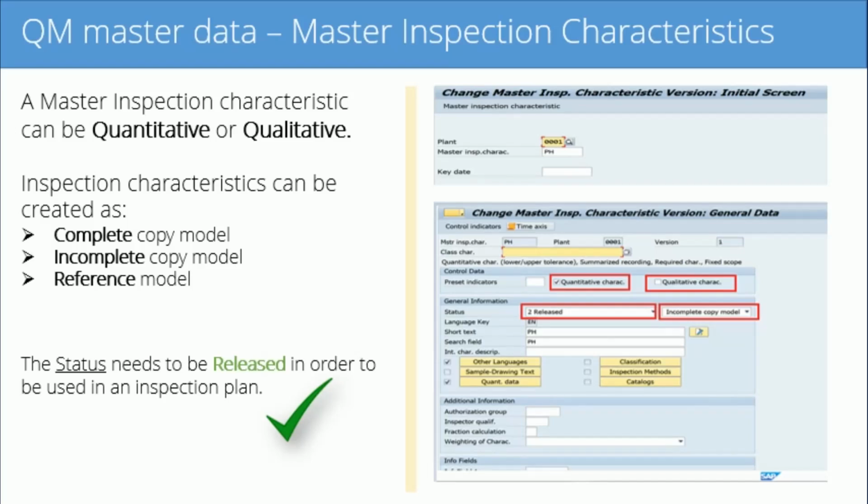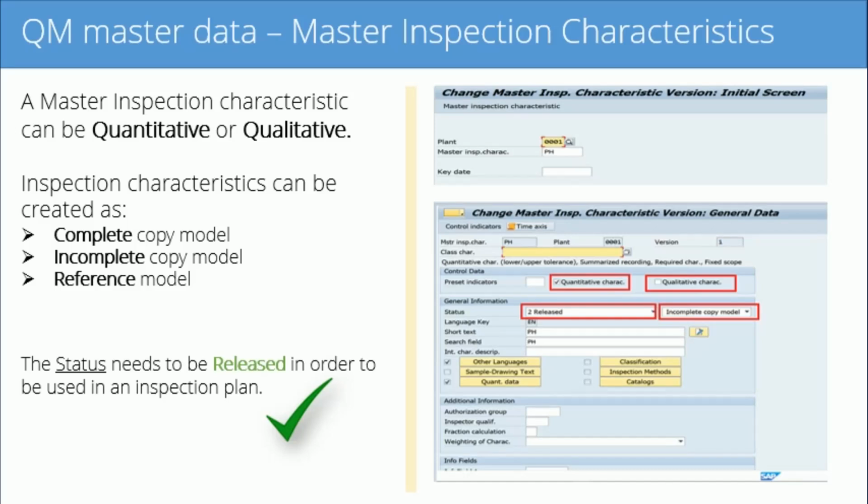But the difference is, once a MIC is copied into an inspection plan, and if there is a change required in any of the fields inside that MIC within an inspection plan, then you need to change it at the MIC level, meaning you have to go to the MIC transaction, which is QS23. You need to edit the specification ranges, and then the system would automatically copy it into that inspection plan.